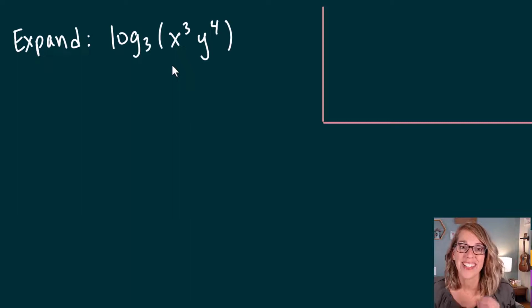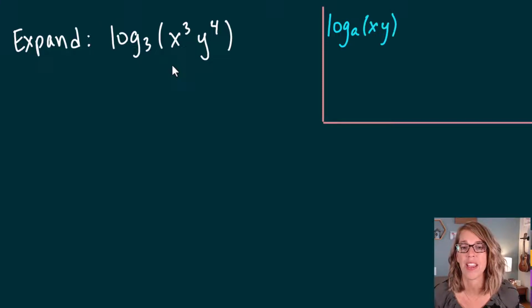We're going to expand this logarithm. So I've got log base 3 of x cubed y to the fourth, but in order to do this, we need 3 logarithmic properties. There is one for a product, so I've got log base a of x times y. This is equal to the sum of logarithms: log base a, that's any base, x, plus log base a of y.